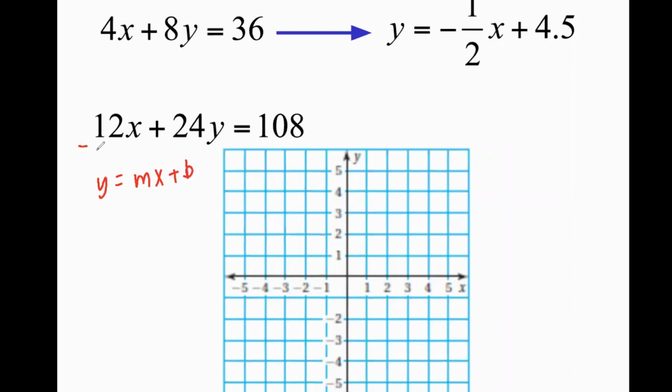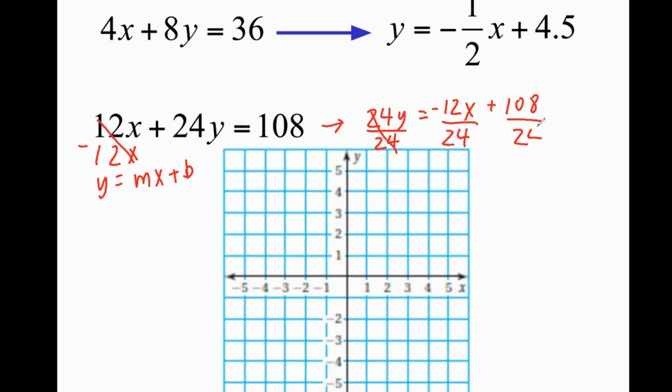Isolate y by first subtracting both sides by 12x, and that would give you 24y equals negative 12x plus 108, and then you would divide both sides by 24 to isolate y, and then simplify. Y would equal negative 12x over 24. That would simplify to negative 1/2 x.